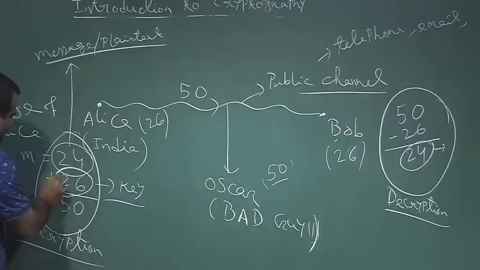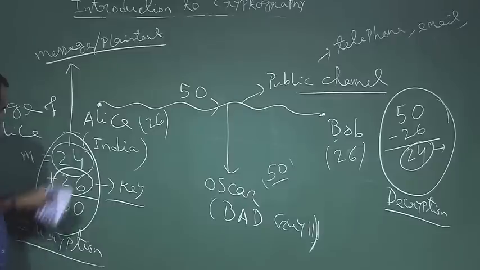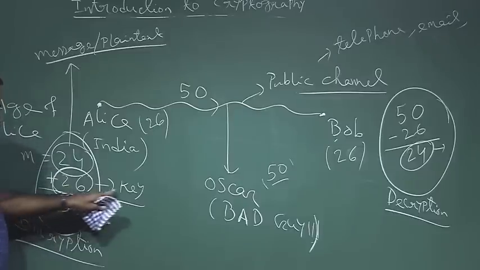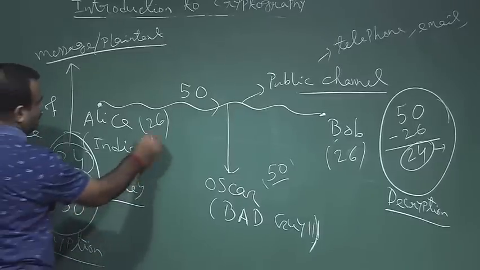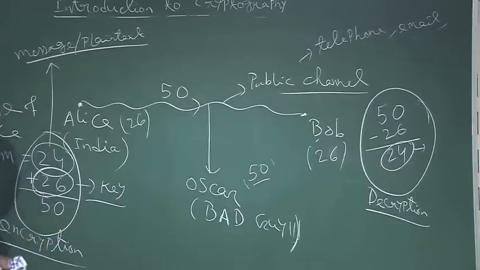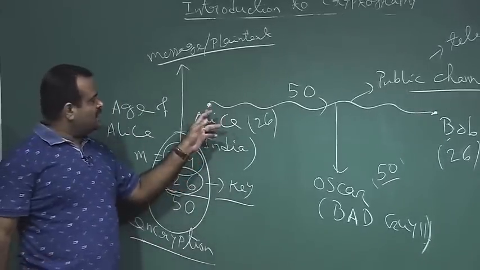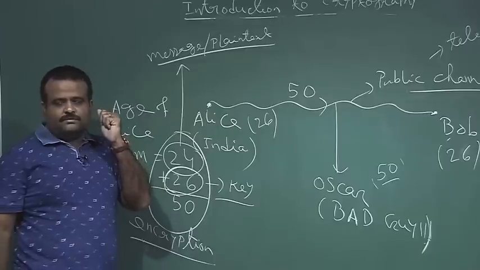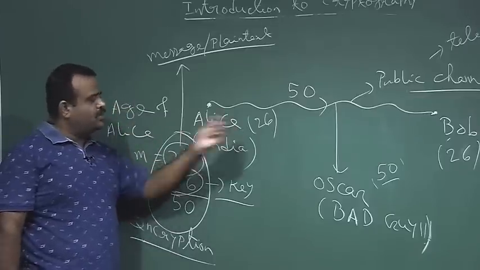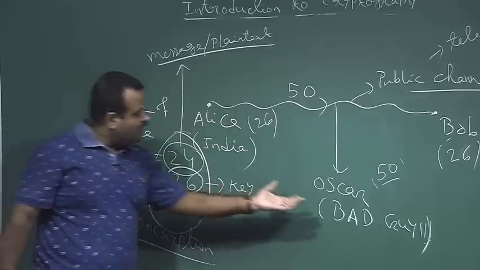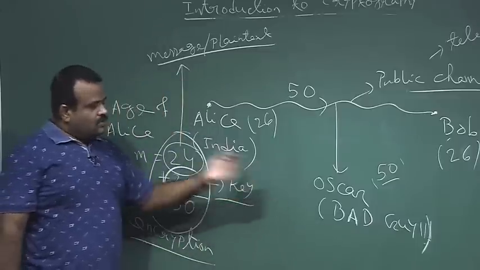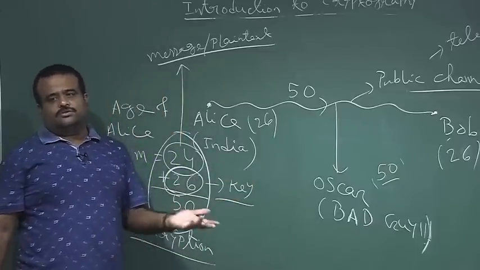And this 26, which has been added with the plain text to get this 50, is called the secret key shared between Alice and Bob. How they are sharing it is also another issue, because they cannot just come on the telephone and say, okay, we are going to use 26 as our key, since then that 26 will be revealed to Oscar. So, Oscar also will be getting the key.